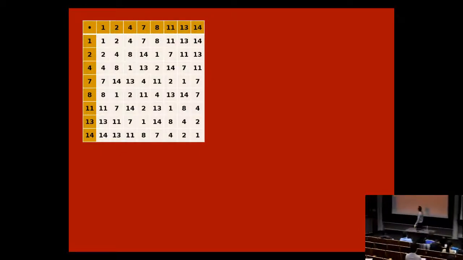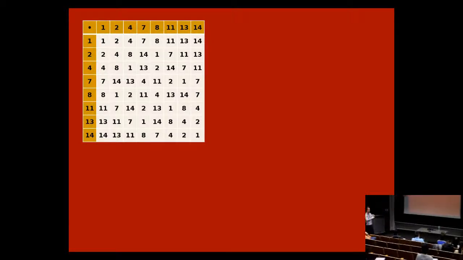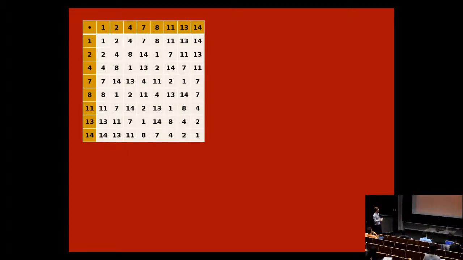Actually, there's another interesting property of this table. Can anybody guess what I'm thinking? It is definitely symmetric if you fold it this way, right? Because that's a good point. Multiplication commutes, so anything you see in 8 times 4, 2 is the same as 4 times 8.